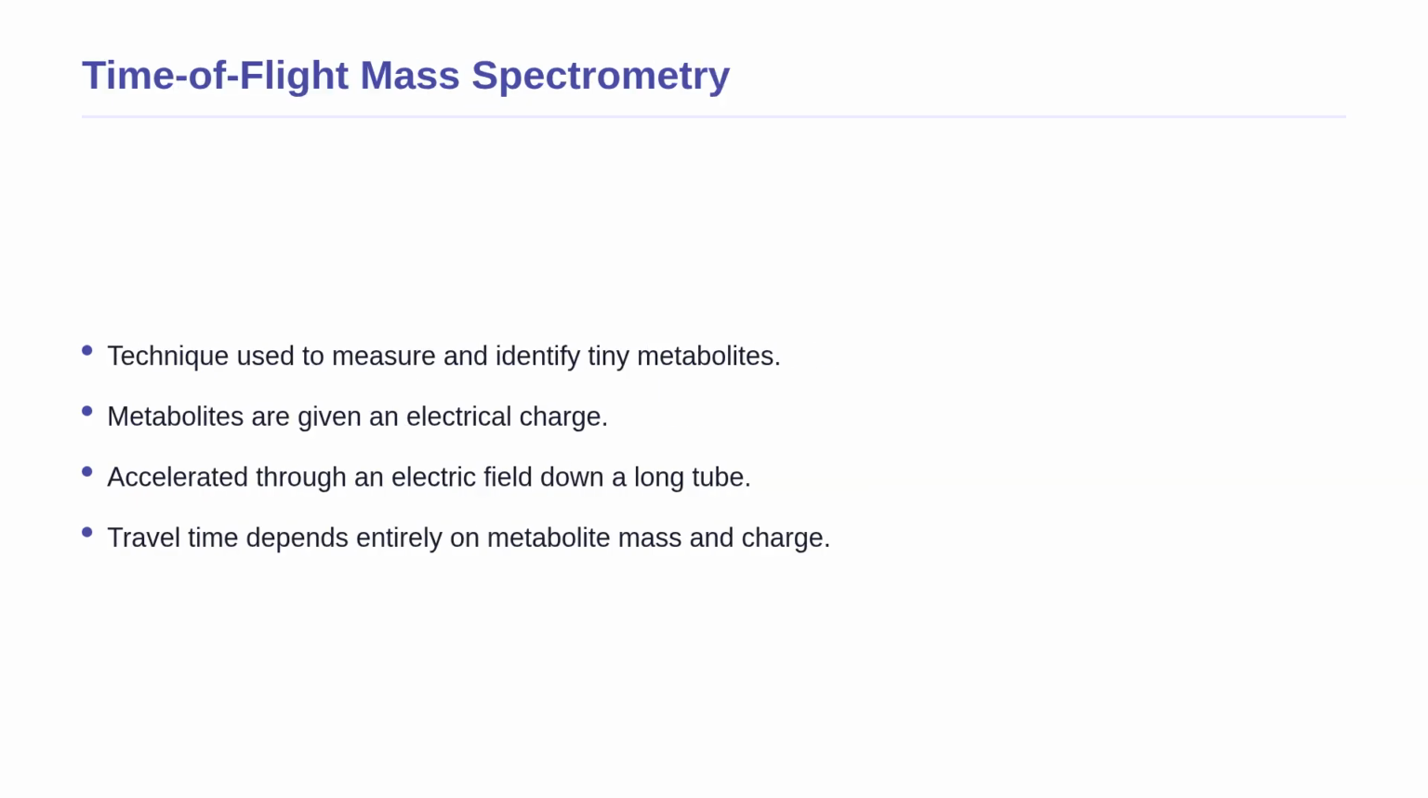So, how do we actually measure and identify these tiny molecules? Computational biologists and chemists frequently use a powerful technique called time-of-flight mass spectrometry. In this machine, metabolites from a biological sample are given an electrical charge and then accelerated through an electric field down a long vacuum tube. The crucial principle here is that the time it takes for a metabolite to reach the detector at the end of the tube depends entirely on its mass and its electrical charge. Let us look at the math behind this.